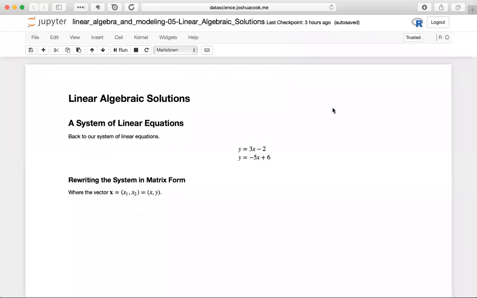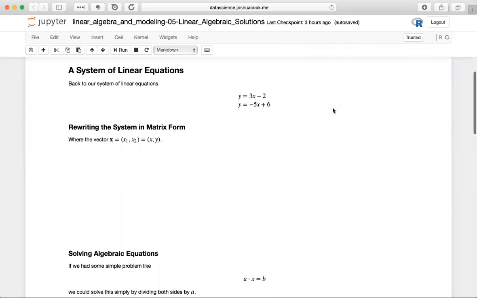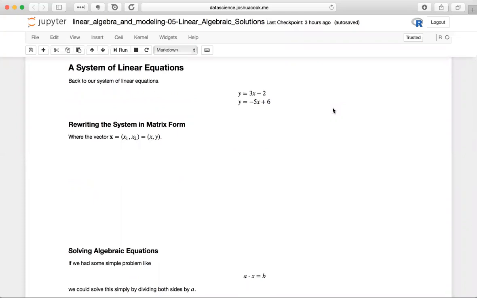Okay, welcome to the fifth video in the linear algebra and modeling sequence. This is called linear algebraic solutions. So we're going to consider again this system of linear equations that we've been working with. We've got this system here, y equals 3x minus 2 and y equals negative 5x plus 6.